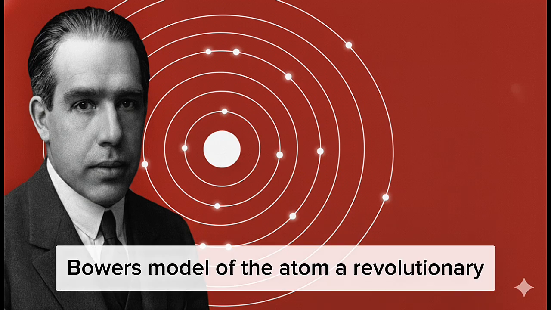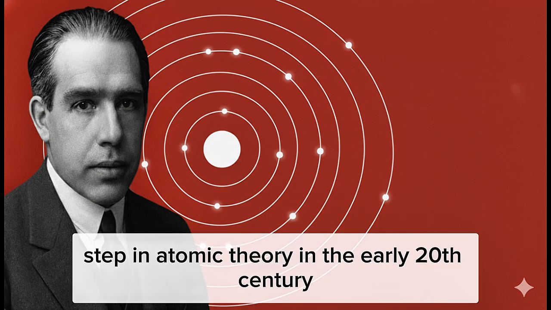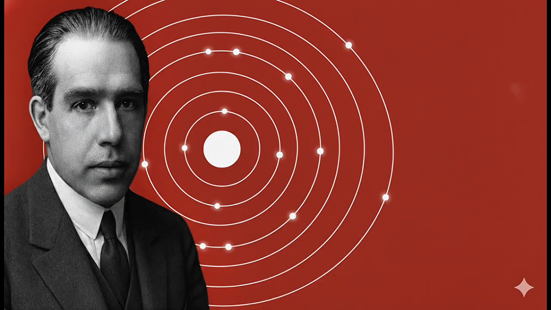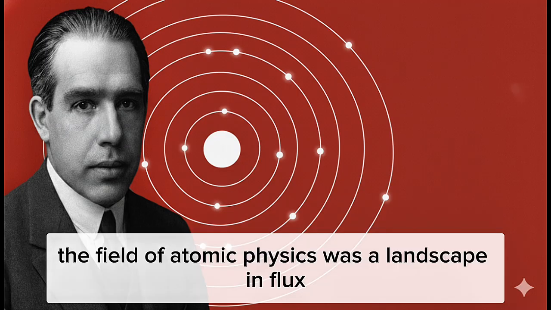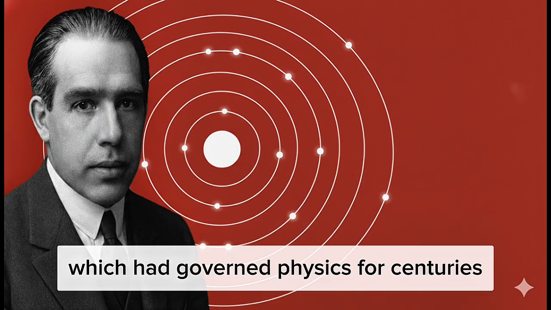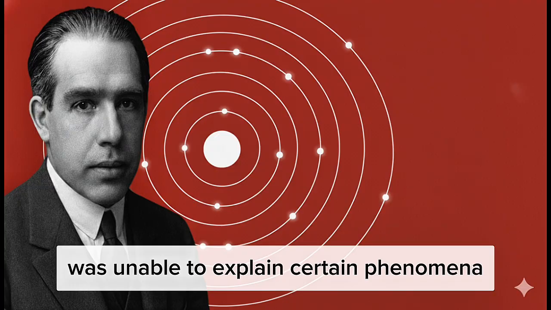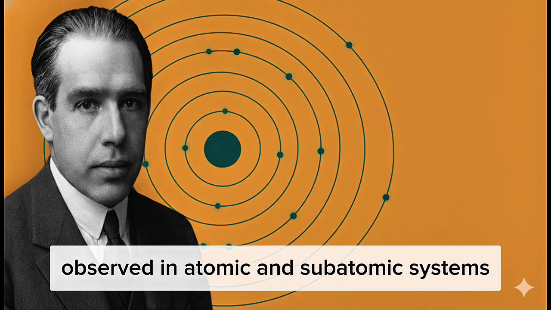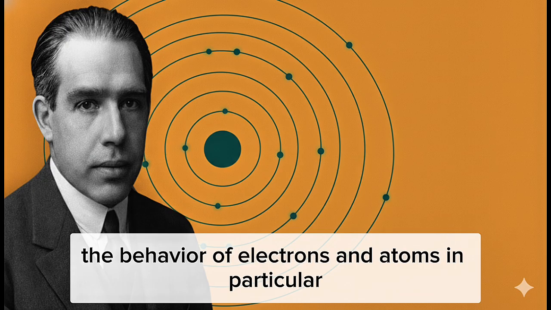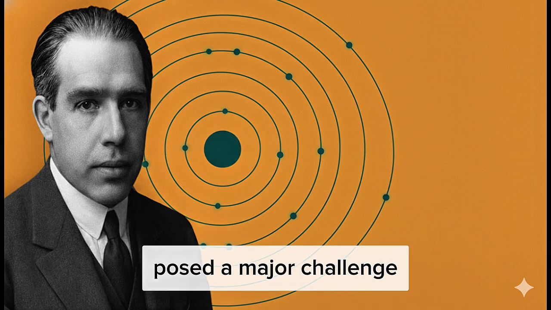Bohr's model of the atom, a revolutionary step in atomic theory. In the early 20th century, the field of atomic physics was a landscape in flux. Classical mechanics, which had governed physics for centuries, was unable to explain certain phenomena observed in atomic and subatomic systems. The behavior of electrons in atoms, in particular, posed a major challenge.